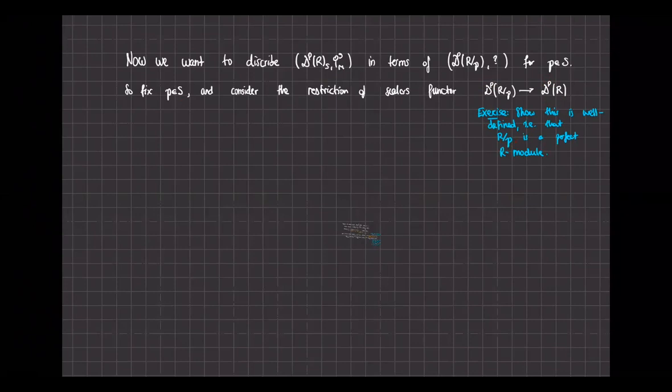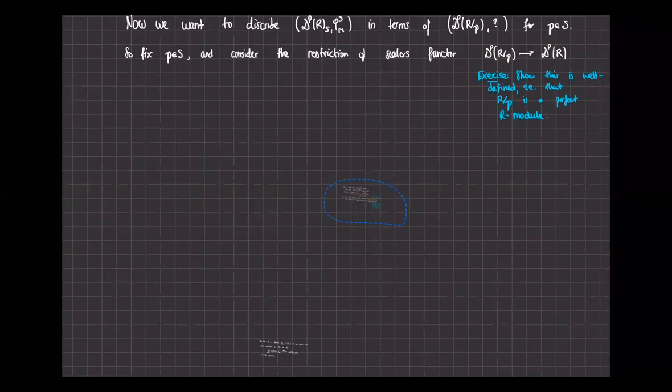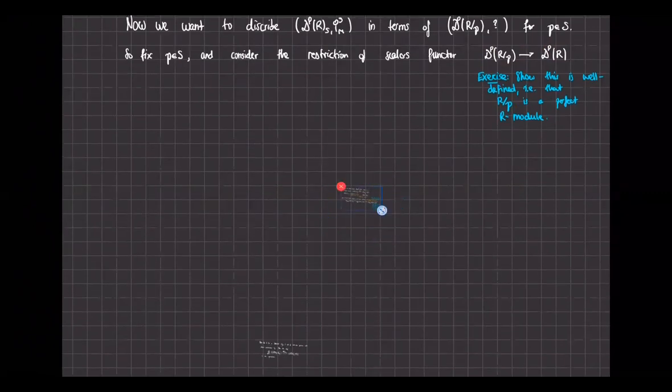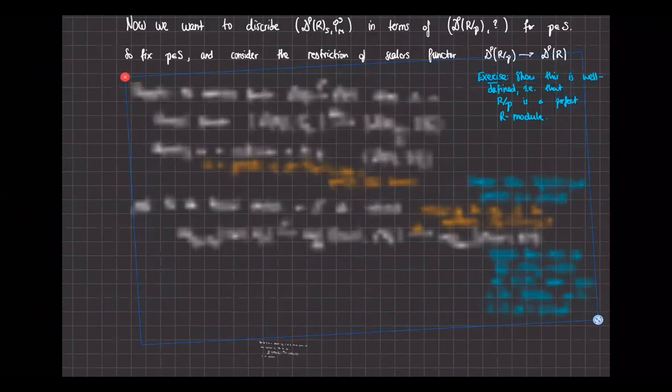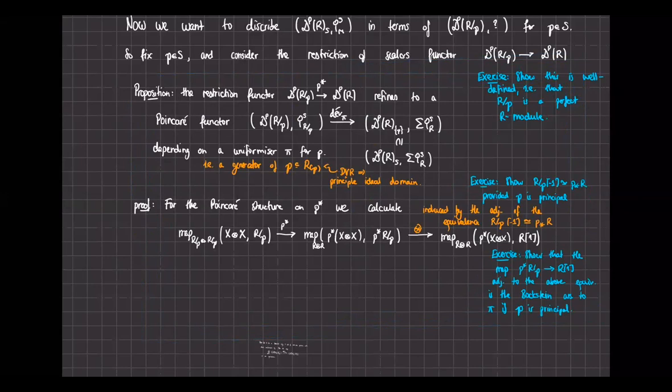So once we have this, at least it makes sense to talk about this restriction of scalar functors, and what we would like to do is promote that to a Poincare functor. For this, we have to understand in general how we promote the restriction of scalar functors to a Poincare functor. Okay. So the proposition is in this case that the restriction of scalars functor, let me call the projection P and then this restriction functor P upper star, refines to a Poincare functor of the following sort.